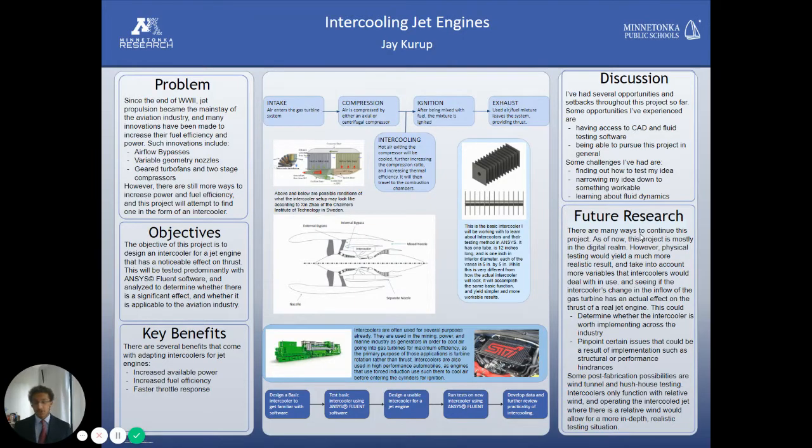And lastly, looking forward, there are many ways we can continue this project and answer the true question of whether or not it will be applicable. As of now, as you can see, this project is mostly in the digital and research realm. However, if physical testing were to ensue, you would get a much more realistic and material result that would be much more applicable and visible to the industry.